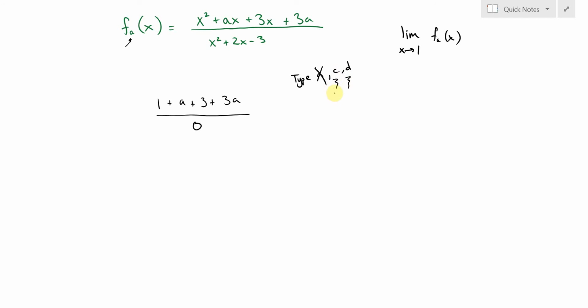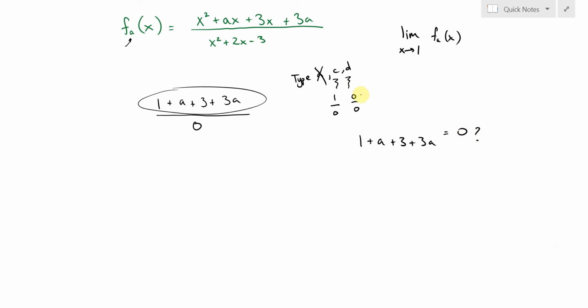And remember what those are. Type C is when you have 1 or anything not equal to 0 divided by 0. Type D is the indeterminate form. Things like 0 over 0 or infinity over infinity or so on. So here, do we have a 0 over 0 or a 1 over 0? I mean, I have a 0 on the bottom, but what about this numerator? So then the question is 1 plus a plus 3 plus 3a. Is that equal to 0 or not?